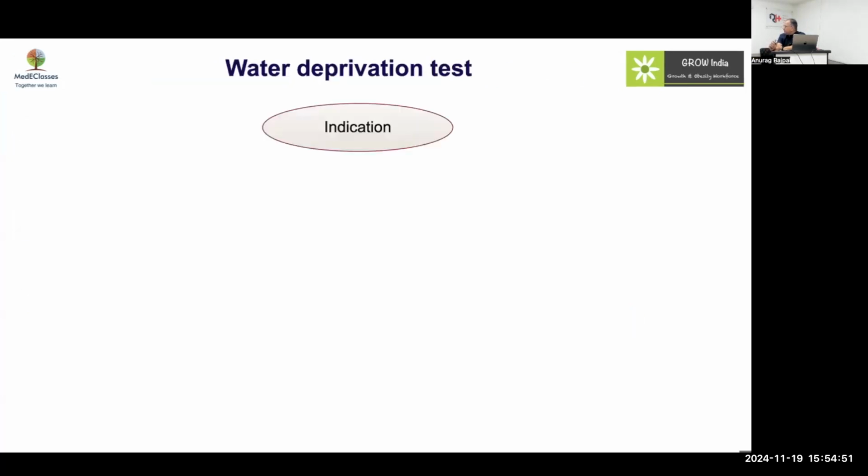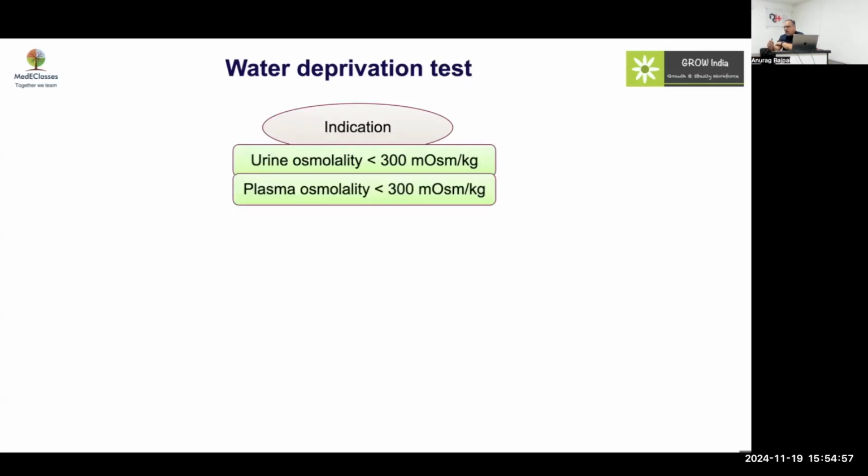Water deprivation test basically should be done if your urinary osmolality is low, so urine is dilute and plasma is also dilute. If plasma is concentrated, there is no need. If urine is concentrated, no need, because you have excluded DI.